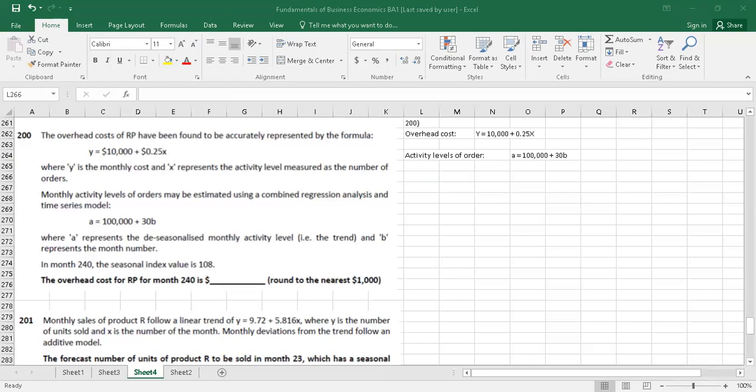But then there is also an adjustment here. Seasonal adjustment is given to us, which says that the seasonal index value is 108. 108% in terms of number is 1.08. So let's find out the value of A. We would have A is equal to 100,000 plus 30 into B, which is 240. Then there is an adjustment for the seasonal index value of 108. So we write it as 108% or 1.08 either way. So let's check this one.